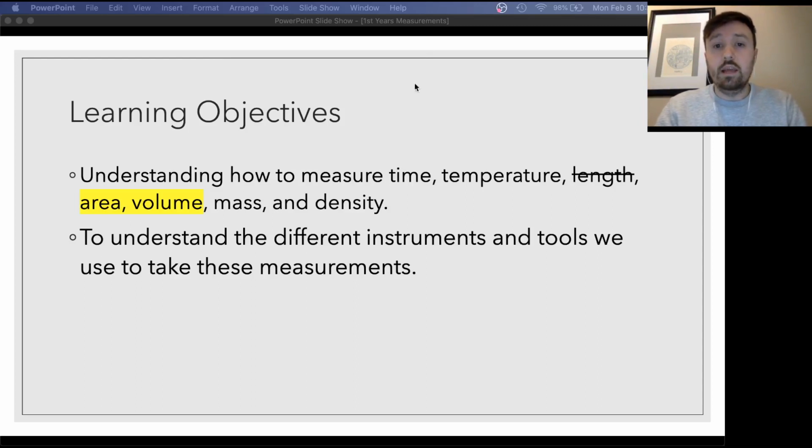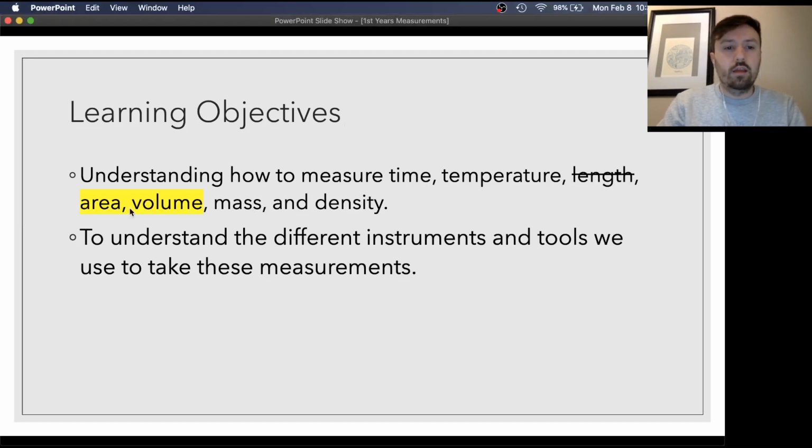So for today, we're going to be focusing on a new area, and as you can see here in our learning objectives, we're continuing with the same learning objectives of understanding how to measure time, temperature, length, area, volume, mass, and density. But we've already covered length, that's why I've got it crossed off here. Today, we're going to be focusing on area and volume, okay? And I'll talk about those in a minute, and then we're going to continue with the same learning objective of understanding the different instruments and tools we use to take these measurements. I'll cover a few more today, but just a similar thing.